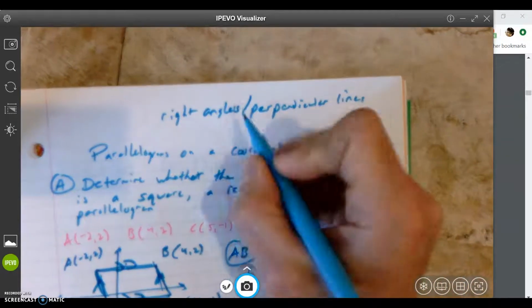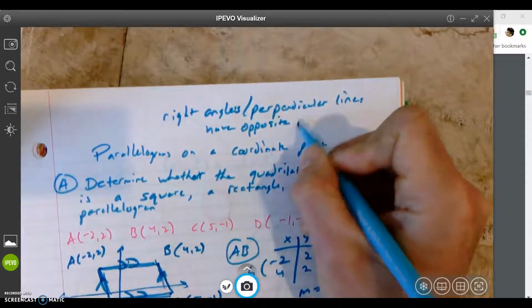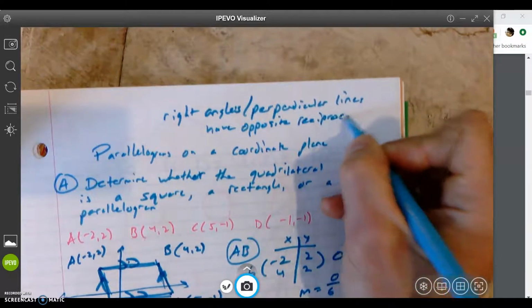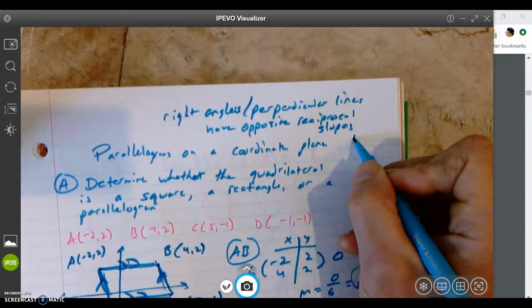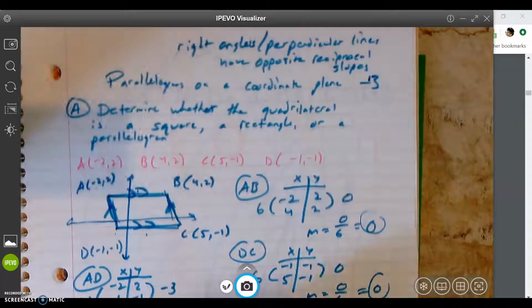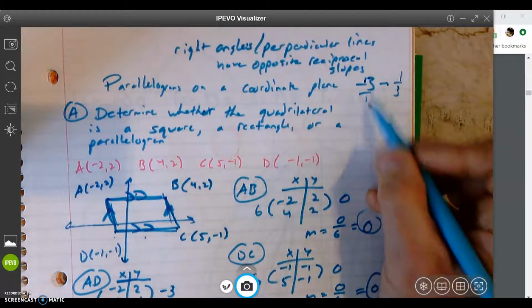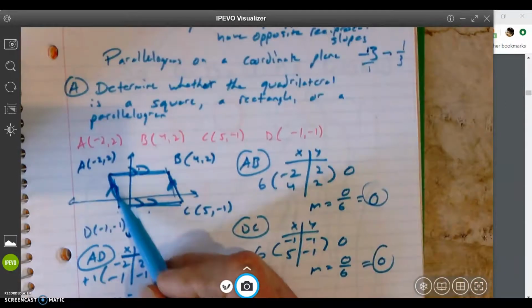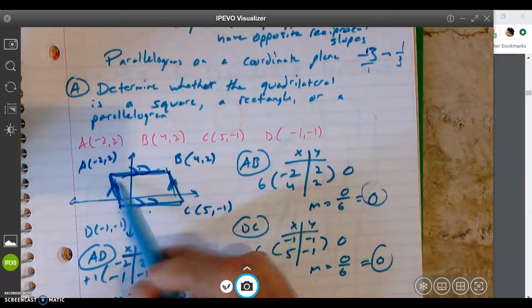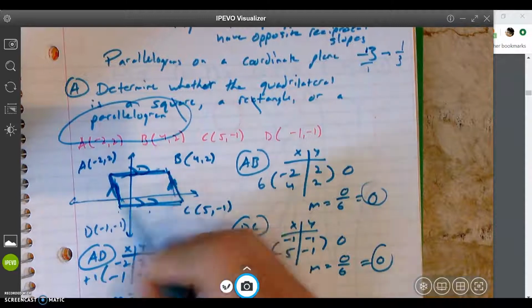Write this down somewhere in your notes. Have opposite, what's the next thing that starts with an R? Yeah, reciprocal slopes. So for example, if the slope was -3 in this problem, the opposite reciprocal would be 1/3. So you flip the numerator and denominator, and then opposite means you change the sign. So if this were -3 and this slope were 1/3, then I'd have a right angle, but I don't. So it can't be a square, it can't be a rectangle, so therefore it's got to be a parallelogram. So we proved that its opposite sides are parallel. Cool. All right, let's keep it going.